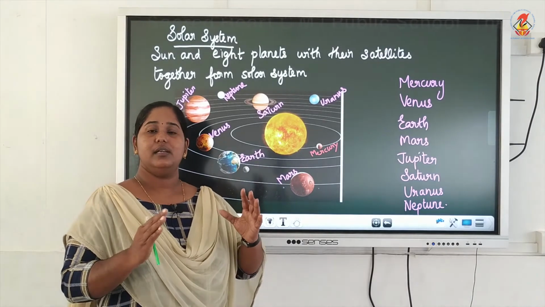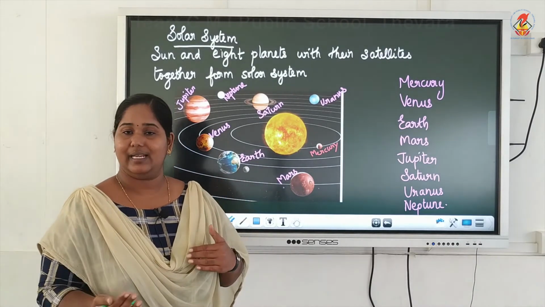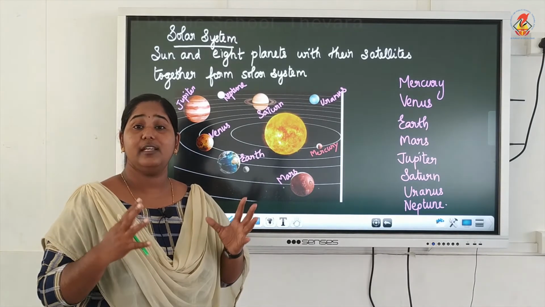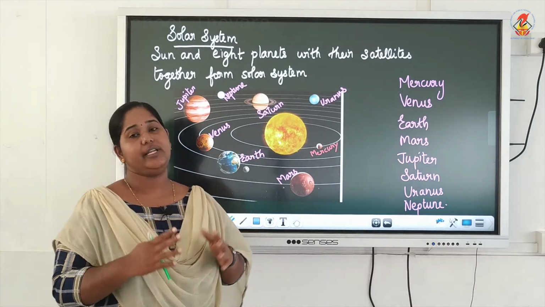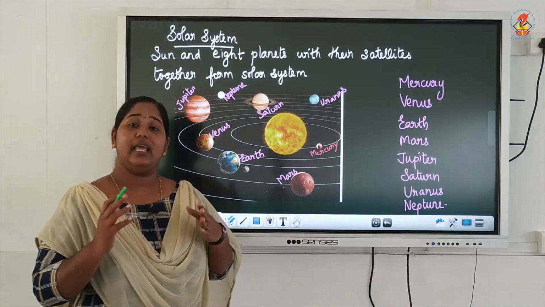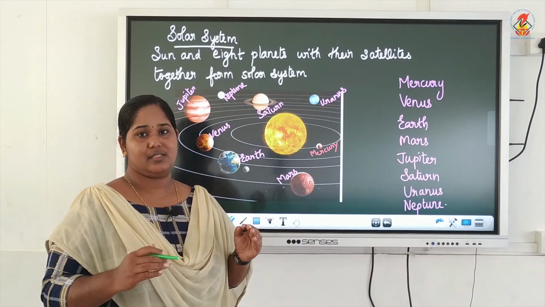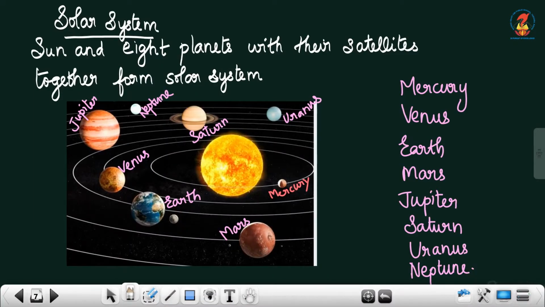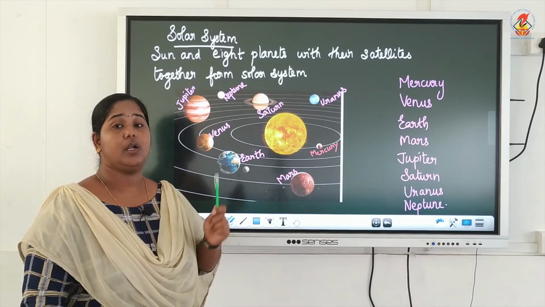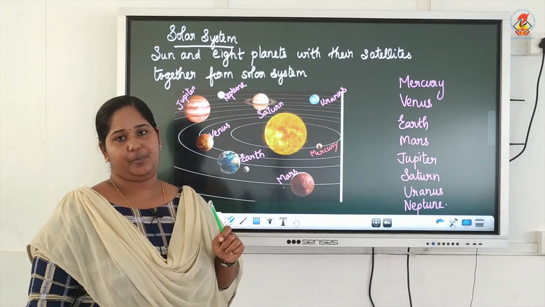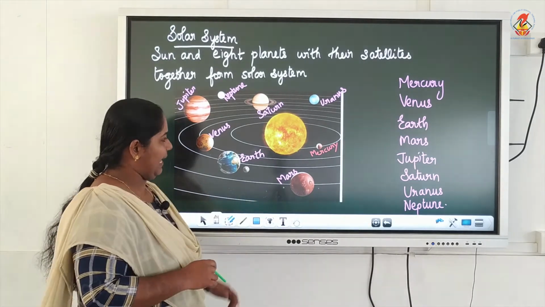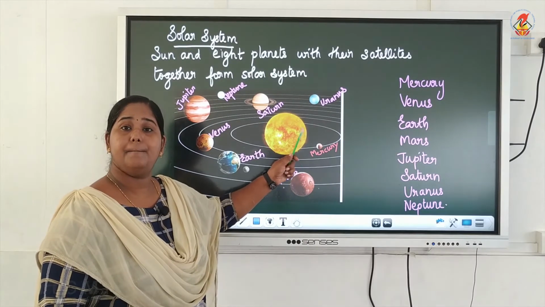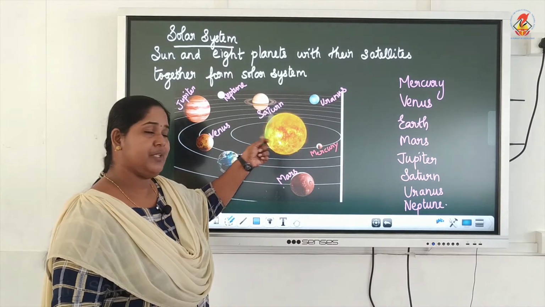Now the Sun, the planets and their satellites, and we are going to study what is a satellite, together form the solar system. You have already learned what is a solar system, isn't it? The Sun, the 8 planets and their satellites together form the solar system. So this picture gives you a clear idea about the solar system. The Sun is in the middle and all the planets move around the Sun in a fixed path called orbit. What is the path called? Orbit. Okay, so I'll just tell you which are the planets. The first one, in the first orbit, is Mercury, which is the closest planet to the Sun.